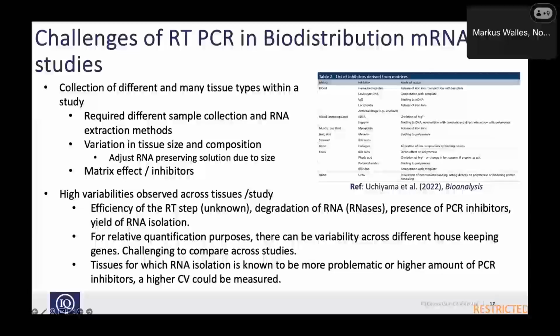And so what about the challenges in the use of the RT-qPCR for mRNA distribution? Well, typically different tissues need to be collected and the RNA needs to be extracted from them, which often can require different extraction techniques because different tissues can have more or less RNases or be more or less difficult to physically homogenize. Further, tissues can vary in size and the presence of potential PCR inhibitors, as well as inhibitors of the RT reaction as well, or even RNases. Therefore, it is not uncommon to see higher CV values in some tissue samples where these challenges are more acute.